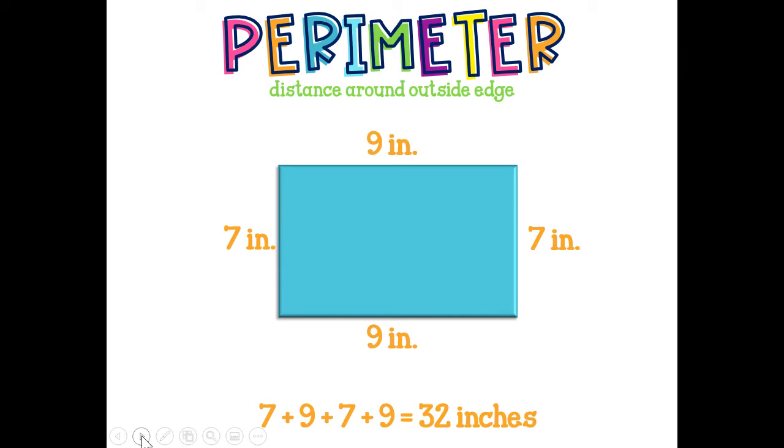And it doesn't matter the order of your addends. You could have said 7 plus 7 plus 9 plus 9, and you would get the same answer. Because in addition, it doesn't matter the order that you add your numbers in. As long as you get all four sides into your formula and you get the correct perimeter, you're good.